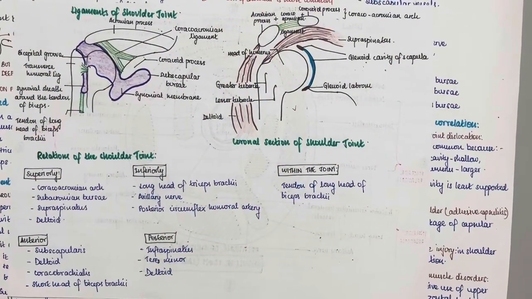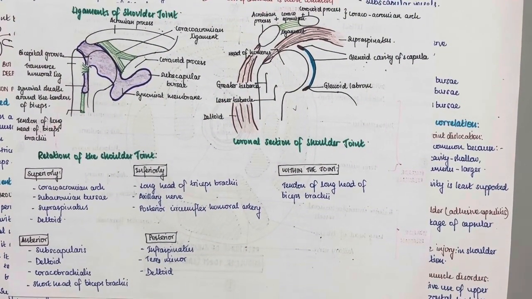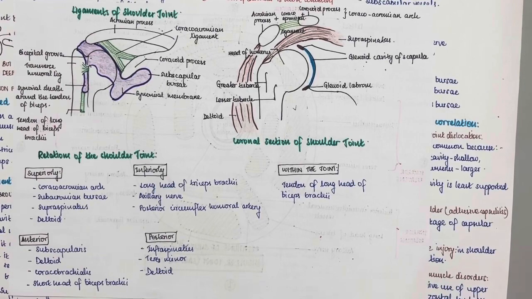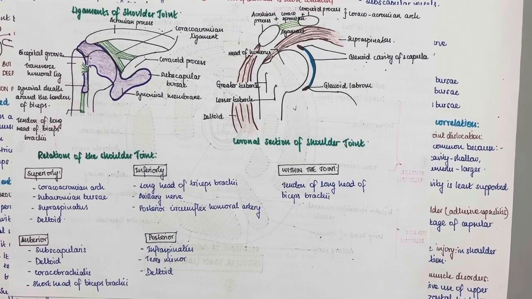Now let us see the relations of the shoulder joint again. Superiorly, it has coracoacromion arch, subacromion bursae, supraspinatus, and deltoid. Anteriorly, it has subscapularis, deltoid, coracobrachialis, short head of biceps brachii. Inferiorly, long head of triceps brachii, axillary nerve, posterior circumflex humeral artery. Posteriorly, it has infraspinatus, teres minor, deltoid, and within the joint it has tendon of long head of biceps brachii.